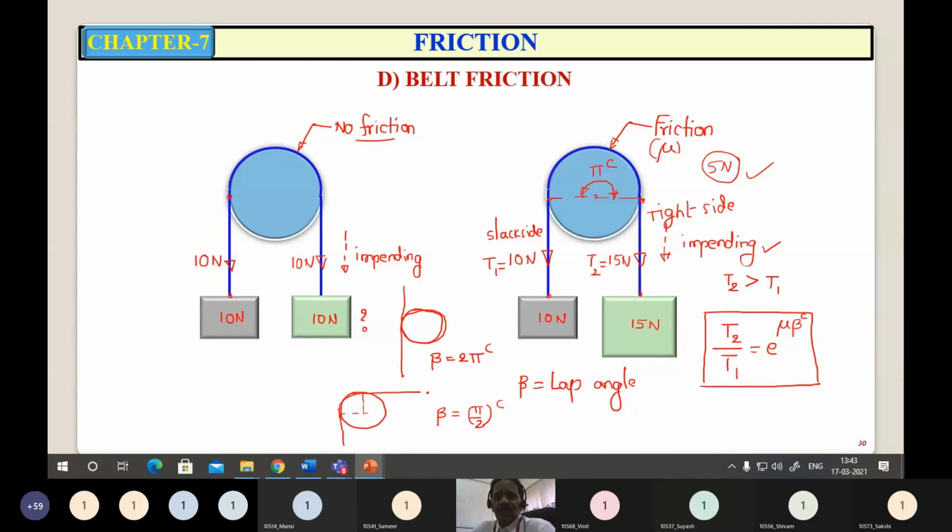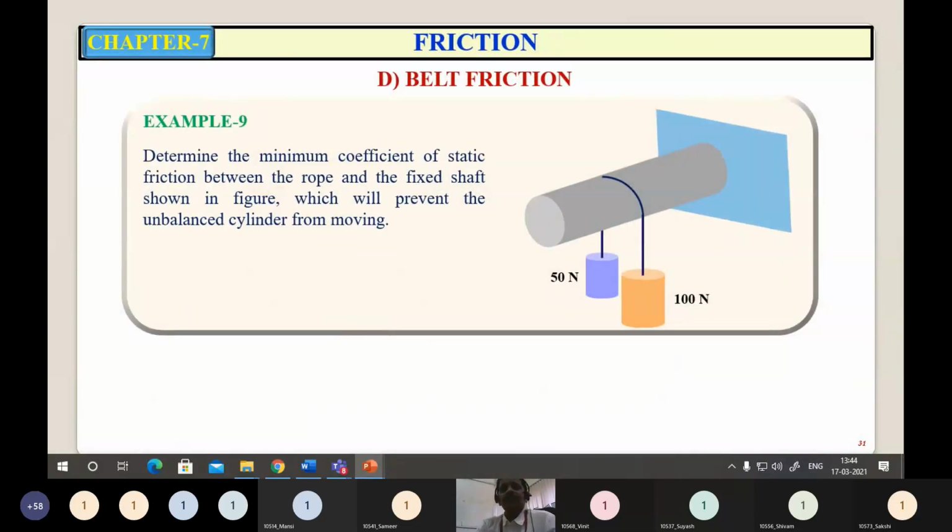Suppose this horizontal portion is impending its motion, then the tension on this side you will take as T2 and the tension on the other side as T1. Suppose here the upper portion of the belt is impending its motion, then the tension here is to be taken as T2, on the other side it is T1. So the tension in the direction of impending motion is always the tight side tension, which is maximum. Okay, please note down this expression. T2 upon T1 is equal to e raised to mu beta. Note on this example.